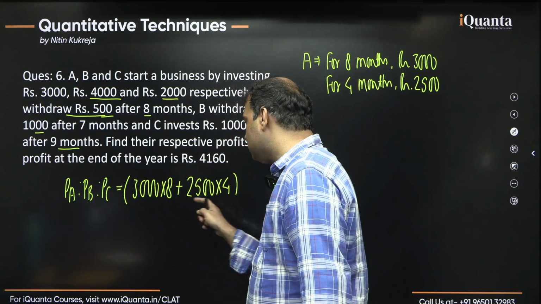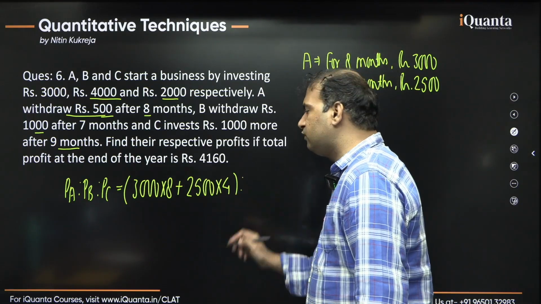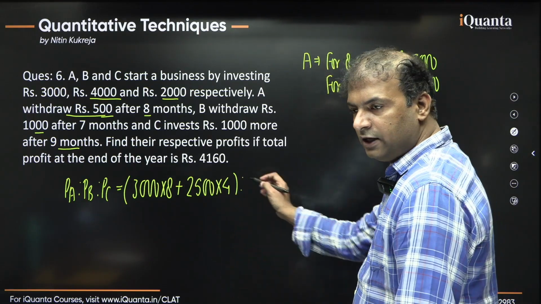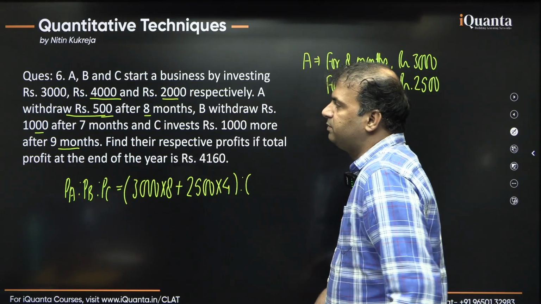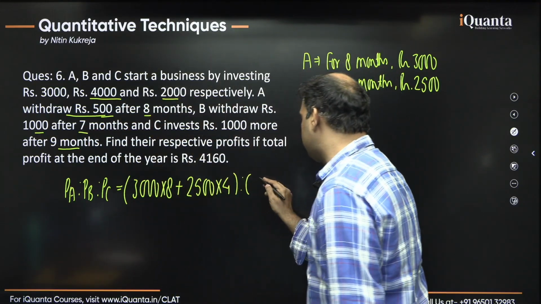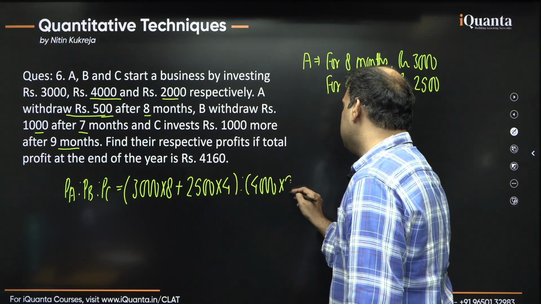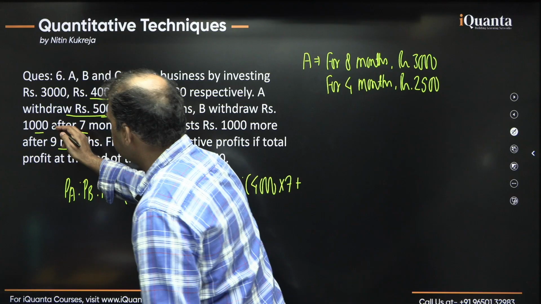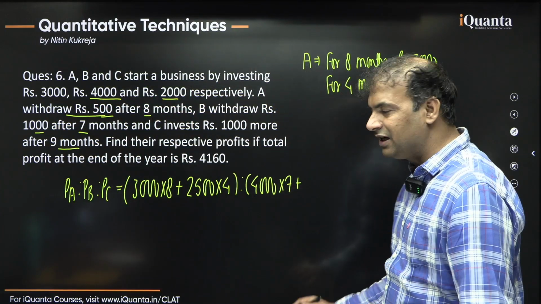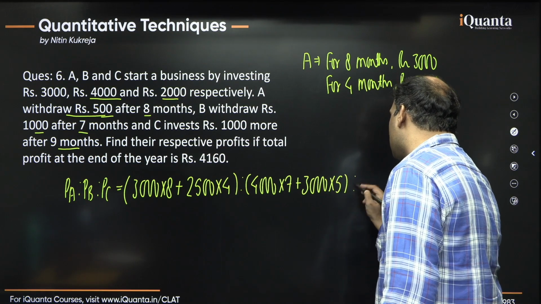We added both parts of the investment of Mr. A. Same thing we shall do for Mr. B and Mr. C as well. I told you about the data. So Mr. B started with 4000 for the first 7 months, so 4000 into 7, right? Then Mr. B withdrew 1000. That means now his investment is 3000 for the last 5 months, right? Simple.